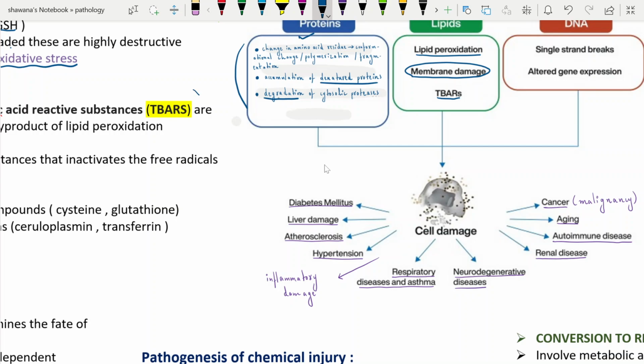What are these? I will mention here. The third one, for the DNA, they cause altered gene expression and single strand breakage of the DNA. The conclusion is that free radicals are very damaging to the cell and they cause many diseases, for example cancer, aging, neurodegenerative diseases, hypertension, inflammation, liver damage, etc.